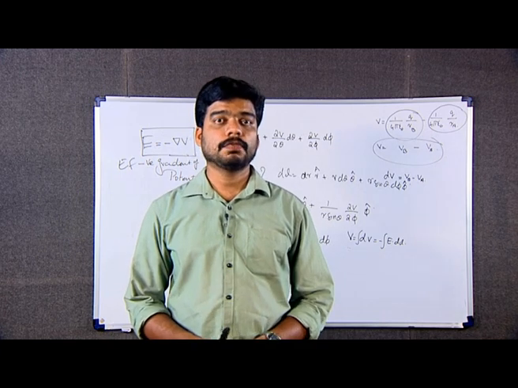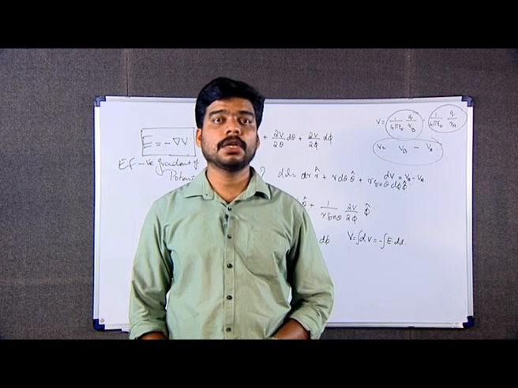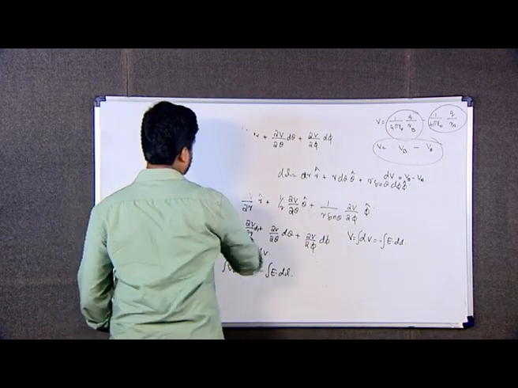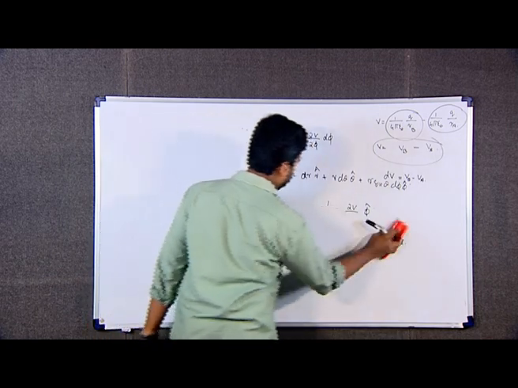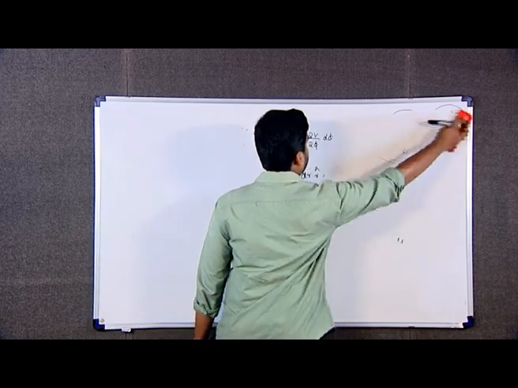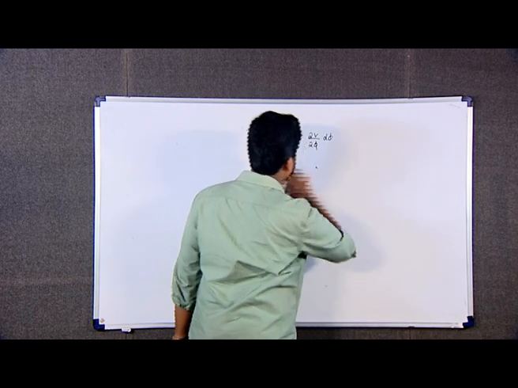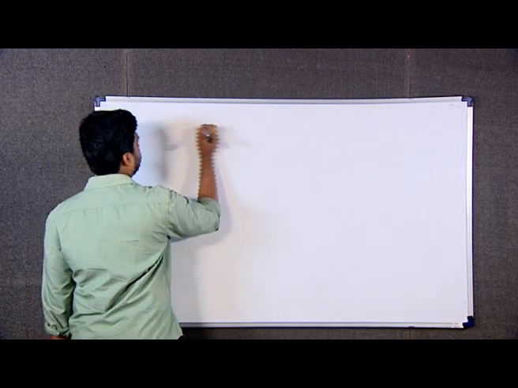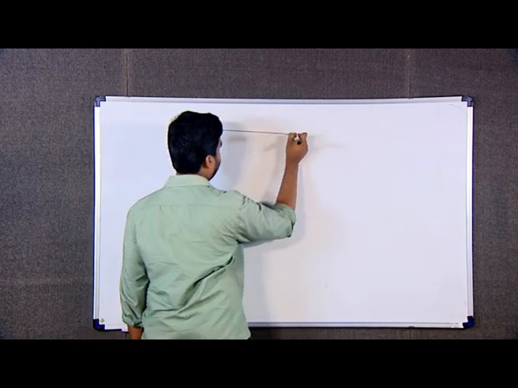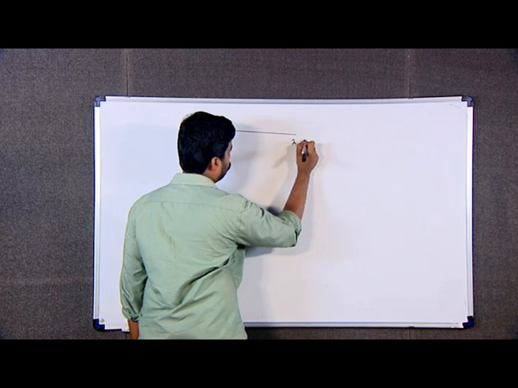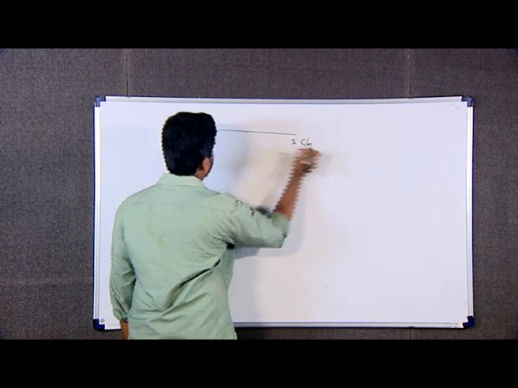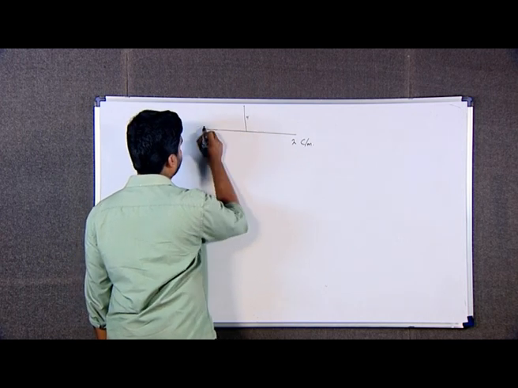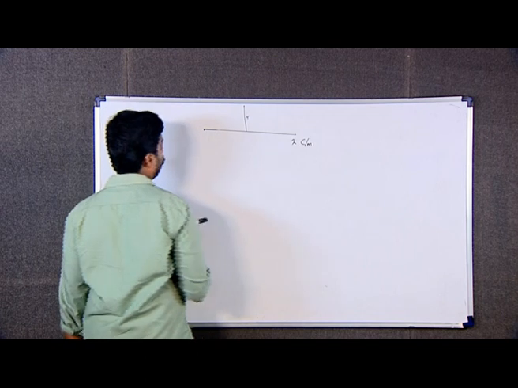Now, we will discuss what is the potential due to an infinitely long wire. I am going to derive the value of the potential for an infinitely long wire having linear charge density lambda. So, the linear charge density for a wire is lambda coulomb per meter, and I want to find out what is the potential at a distance r from the center of this wire.